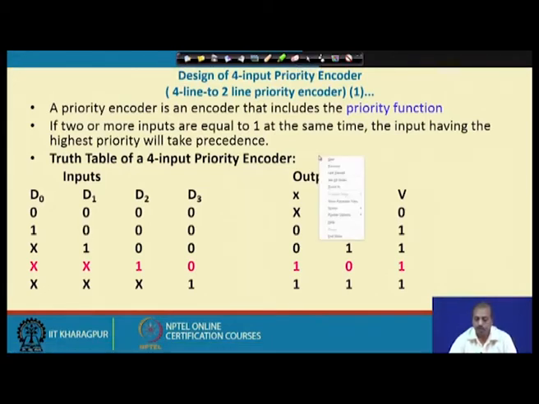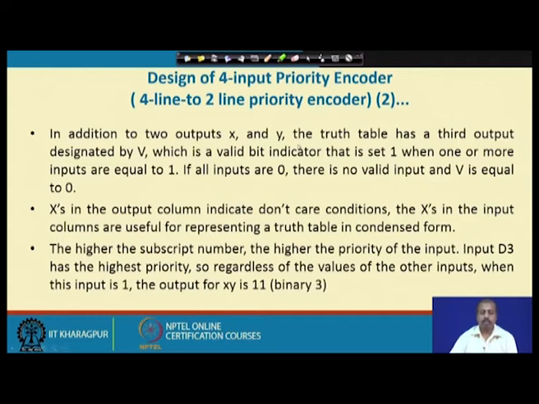In addition to two outputs x and y, the truth table has a third output V, which is a valid bit indicator and is set to 1 when one or more inputs are equal to 1. If all inputs are 0, there is no valid input and V is equal to 0. Now, the don't cares that we have in the output column, similarly we have don't cares in the input column also. That actually makes the truth table more condensed.